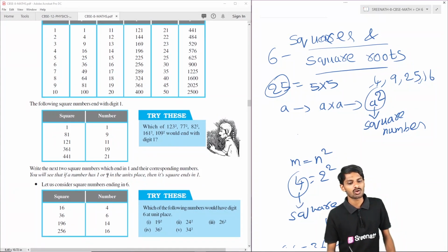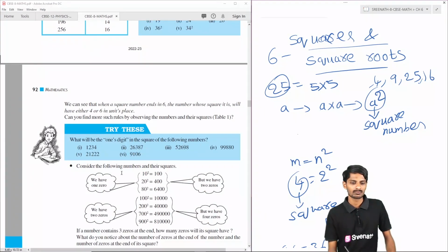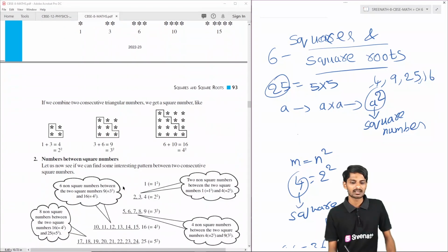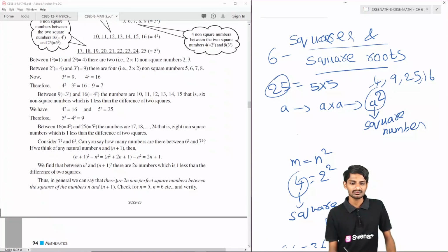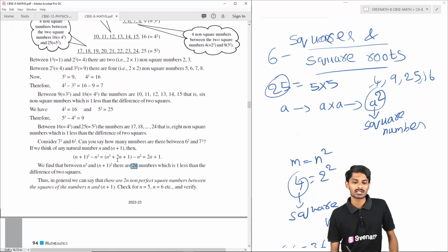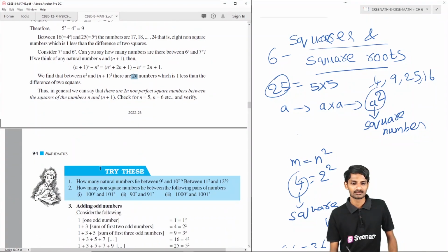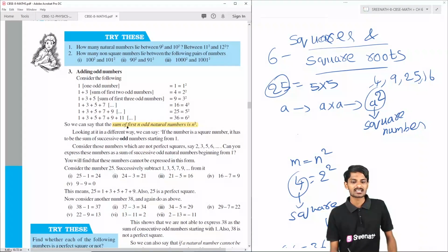And if there is 1 or 9 in the units place of a number, then in its square number it ends with 1. And there are some interesting patterns here. And one thing is, there are 2n non-square numbers between n square and n plus 1 whole square. And the sum of first n odd natural numbers is equal to n square.